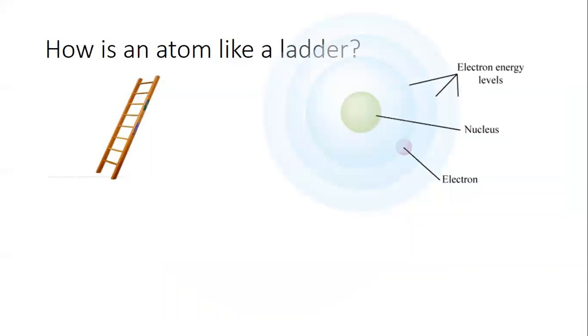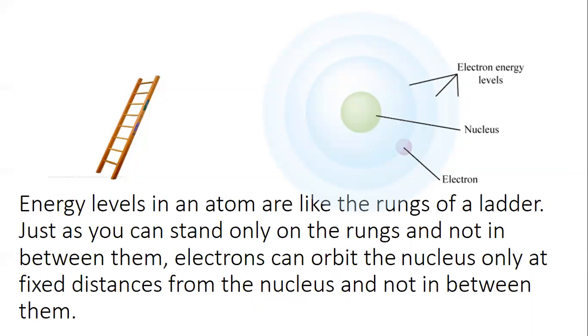So how is an atom like a ladder? Well, we just answered that one. Energy levels in an atom are just like the rungs of a ladder. Just as you can stand only on the rungs and not in between them, electrons can orbit the nucleus only at fixed distances from the nucleus and not in between them. Sorry, I gave that one away.